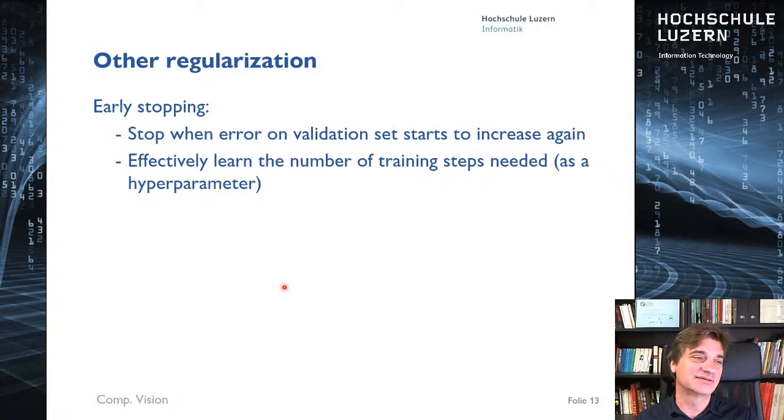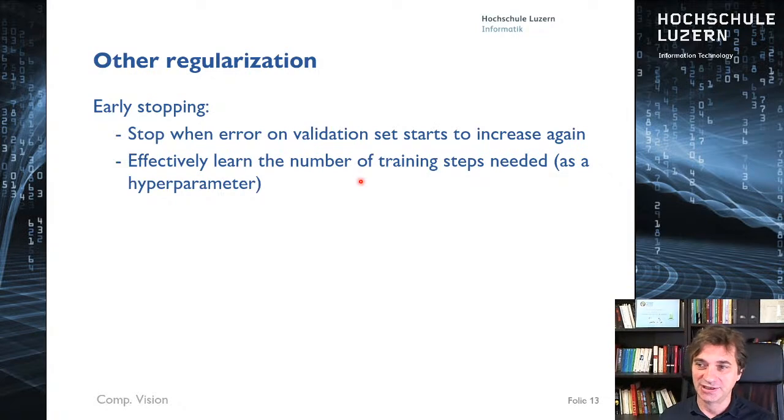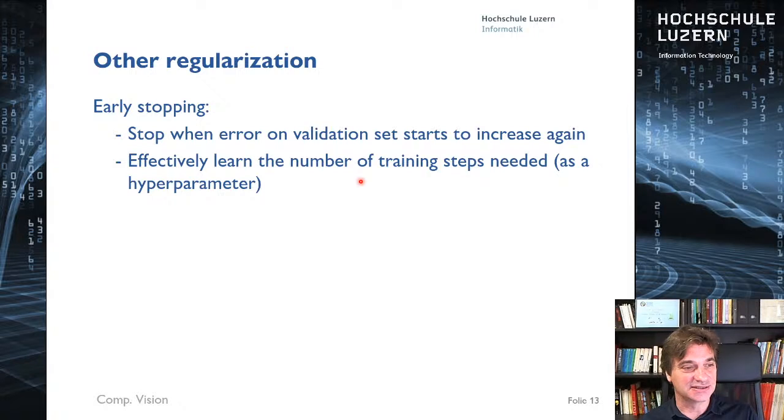Okay, another kind of regularization technique is early stopping, which means you will just watch your training and you will stop when the error on the validation set starts to increase again. So what this effectively means is that you learn the number of training steps, because then, maybe you increase the training data set, and when you want to have your final model, you will have learned how many training steps are needed for that.